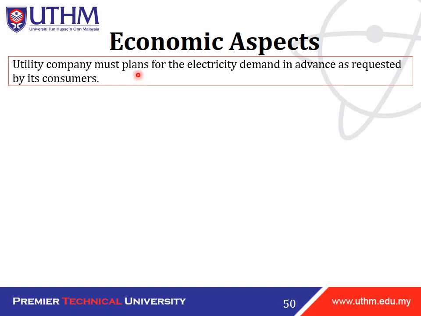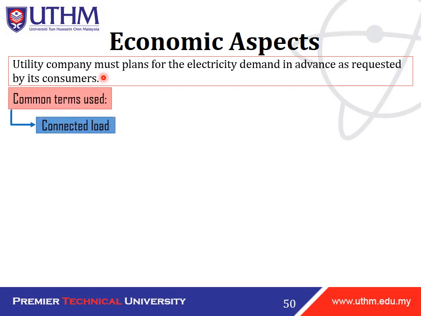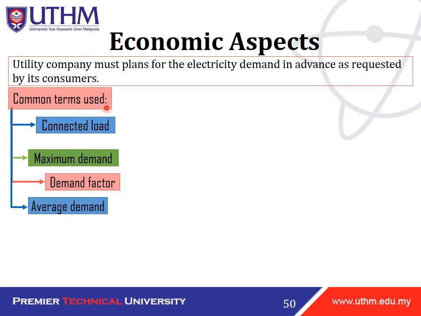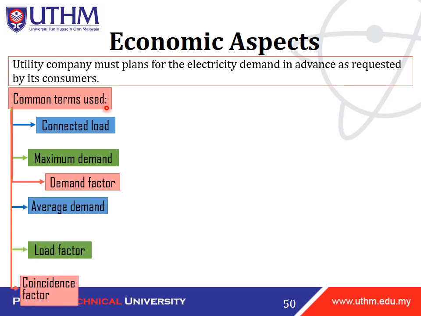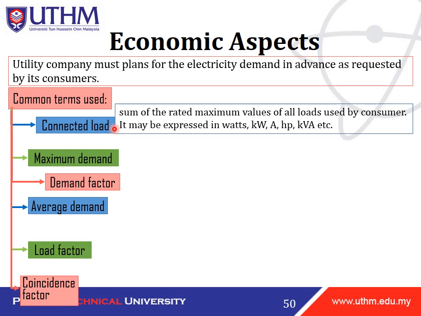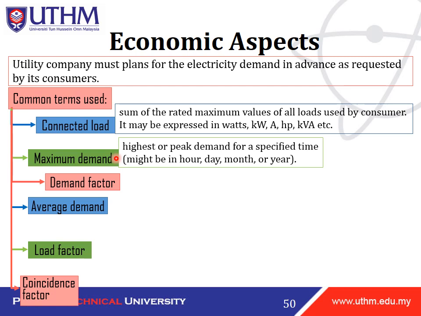A utility company must plan for the electricity demand in advance as requested by its consumers. Some common terms used are connected load, maximum demand, demand factor, average demand, load factor, and also coincident factor. The connected load is the sum of the rated maximum value of all loads used by the consumer. It may be expressed in watts, kilowatt, ampere, horsepower, kVA, etc. And then the maximum demand is the highest or peak demand for a specified time. It might be in hour, day, month, or year.